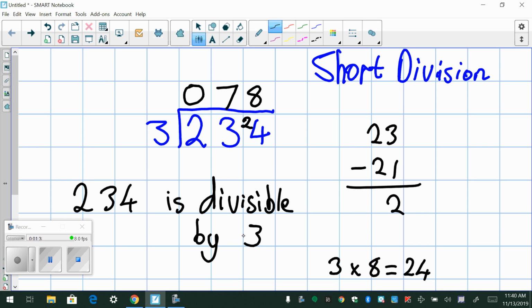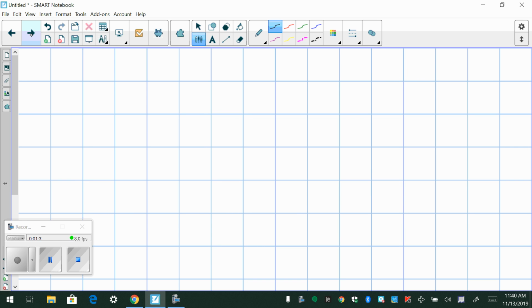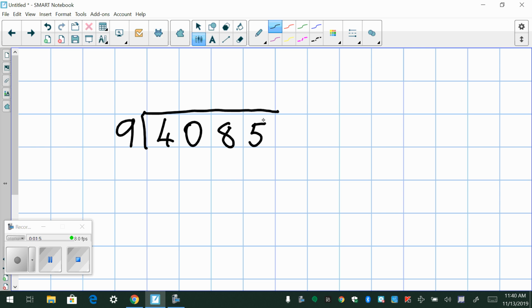Now I'm going to try with a slightly larger number. Let's see what happens. So this time, let's divide by 9. I'm going to put my bus stop, and I'm going to make a slightly larger number, 4,085. Let's see if the 9 is divisible into that number. So I'll flip the colors this time. Does 9 divide into 4? No, it doesn't. Now I think about 40. I bring the 2 numbers in.